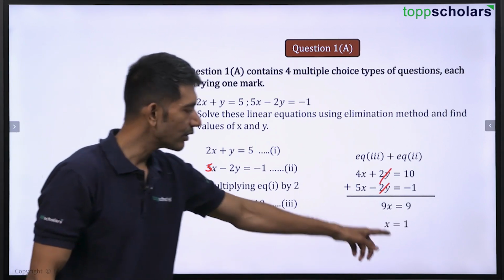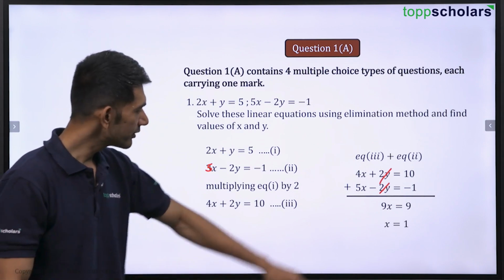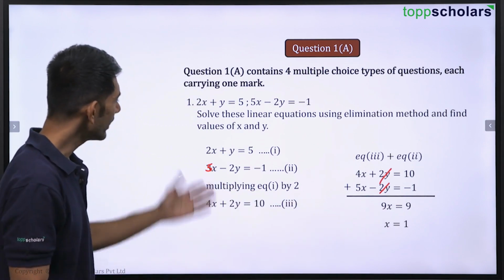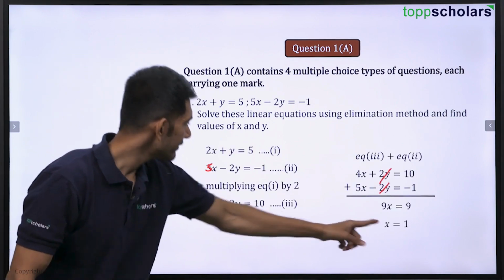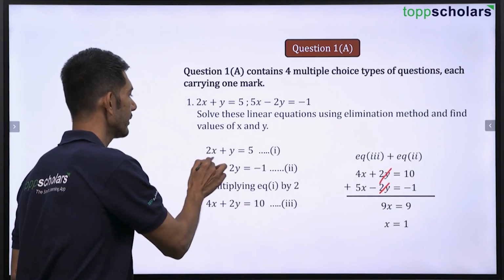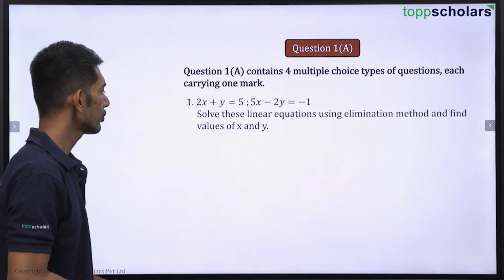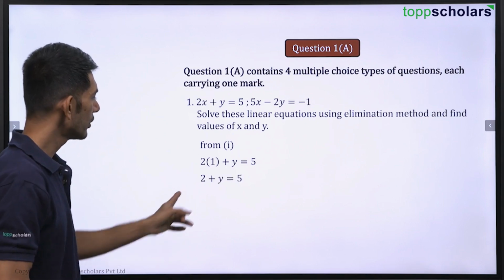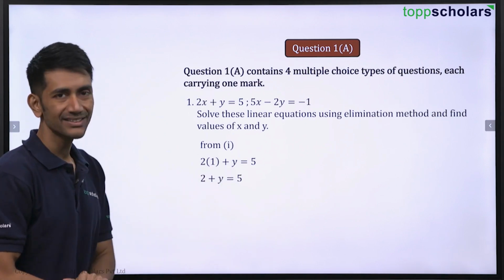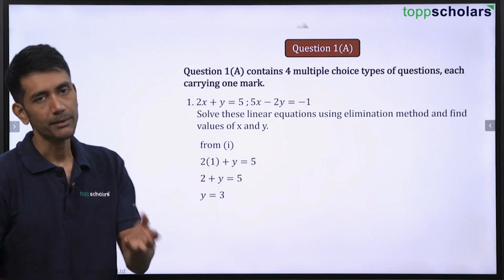And once you get the value of x as 1, all you need to do is substitute the value of x now in any of the equations. So say for example, if I put the value of x as 1 over here, right, in equation 1, so I get 2 into 1 plus y is equal to 5, 2 ones are 2, 2 plus y is equal to 5, take 2 on the other side, y is equal to 5 minus 2, 5 minus 2 is 3.